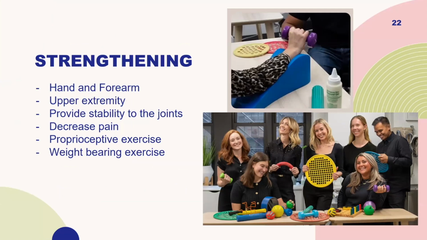Because it is occupational therapy, in addition to the splinting and the taping, strengthening is a big part of what we do. We do a lot of the traditional strengthening exercises of the hand, forearm, and upper extremity. We provide stability to the joints to decrease pain. We complete proprioceptive exercises as well as weight-bearing exercises. And that bottom photo is a photo of my team with all of our fun exercise tools that we use in the clinic to do various strengthening exercises.